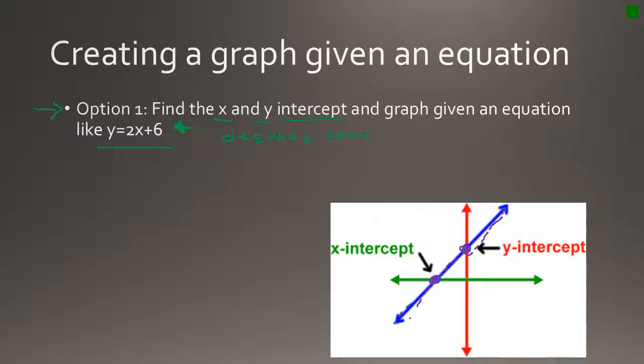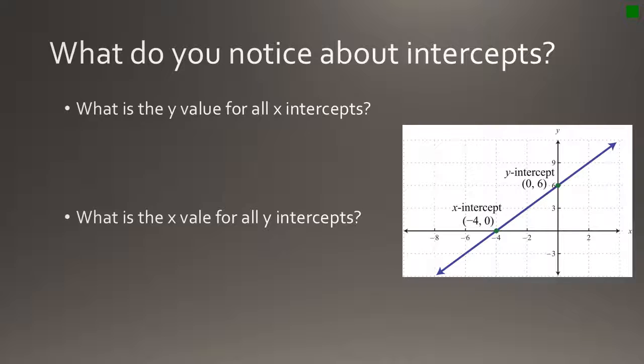Remember, we only need 2 points to draw a line. We only need 2 points to find the slope. 2 points is kind of the key number. So, as long as you can find your x-intercept and your y-intercept, and they're different, this is a good way to do it. So here's an example of where our y-intercept is and our x-intercept. Remember, the value for y for all x-intercepts is 0.